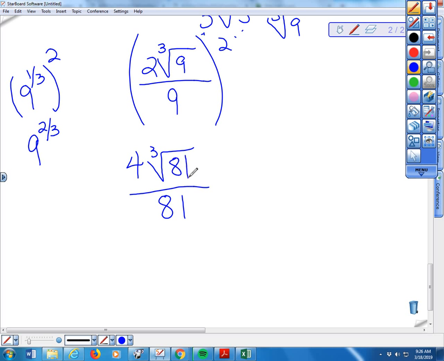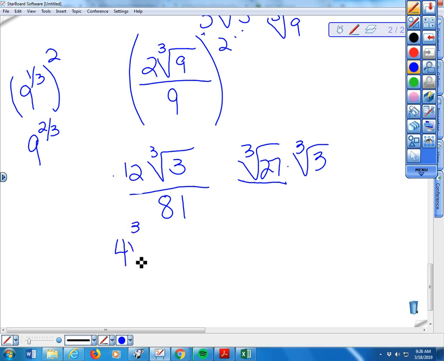We already did this once, right? What's the cube root of 81? The cube root of 27 times the cube root of 3. So this is now 3. 3 times 4 is 12. Now, what number goes into both 12 and 81? 3. We know 27 times 3, we know 4 times 3. So this is 4 times the cube root of 3.